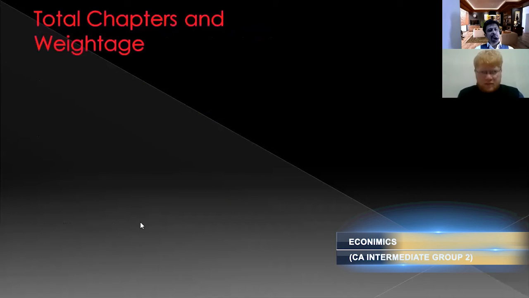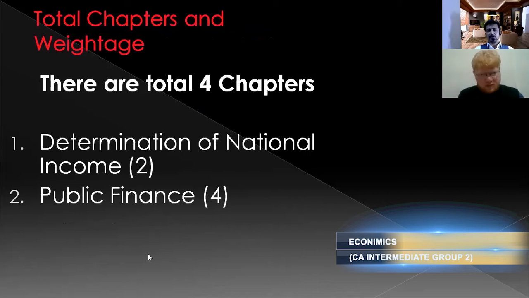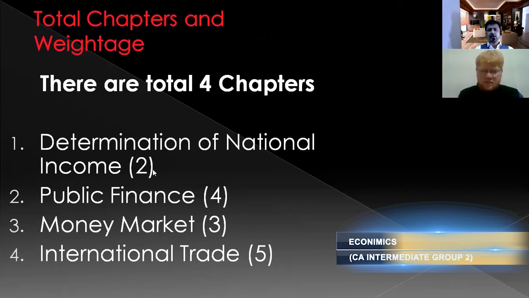These are the 4 chapters. The first is Determination of National Income, and this chapter has got 2 units. Then we have the second chapter, Public Finance, and this chapter has got 4 units. The third one is called Money Market, and there are 3 units in that. And finally, the 4th chapter is International Trade, and this chapter has got 5 units. Now, instead of believing that there are 4 chapters, I would suggest the students feel that there are 14 units, because one unit itself is like a chapter. So instead of confining yourself to 4 chapters, you should perceive the syllabus as 14 units. So this is basically the chapter structure and the units therein.